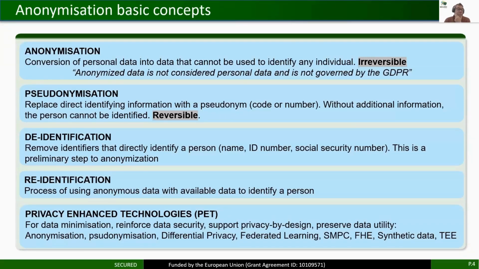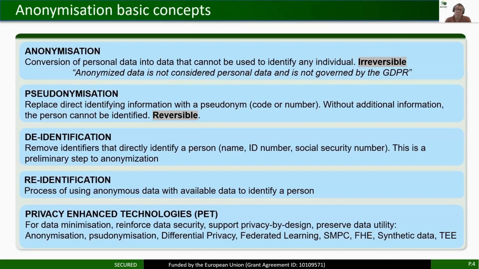Another important concept is de-identification, which implies removing identifiers that directly identify a person, like a name, ID number, or social security number. This is a preliminary step of anonymization. Some people consider that de-identification is anonymization, but this is not the case. It's the first step, okay?